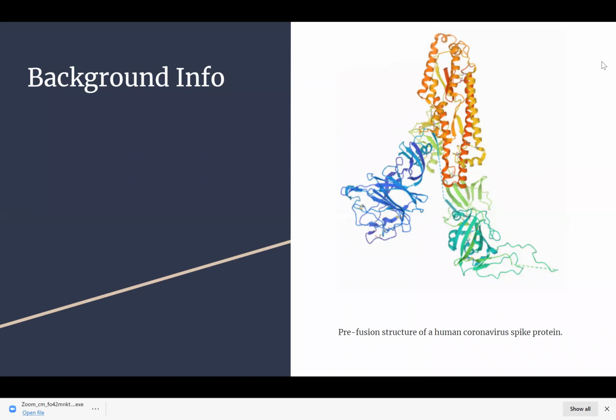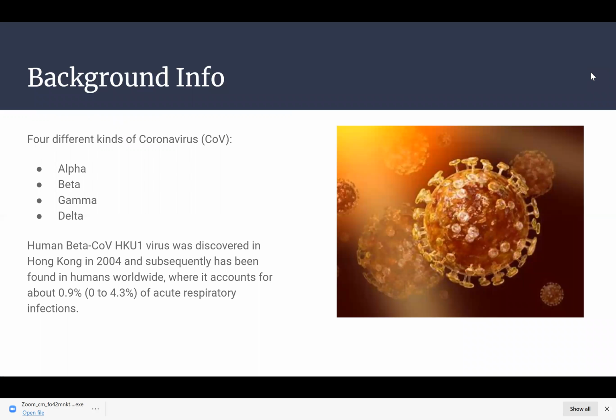All right, so we're going to start with a little bit of background information. To start, there are 4 different kinds of coronavirus. There's the alpha, the beta, the gamma, and the delta versions. The paper that we're going to be looking at focuses on the human betacoronavirus HKU1, which was discovered in Hong Kong in 2004 and subsequently has been found in humans worldwide, where it accounts for about 0.9% of acute respiratory infections. So you may not have known it, but coronavirus has been around for a lot longer than people thought.